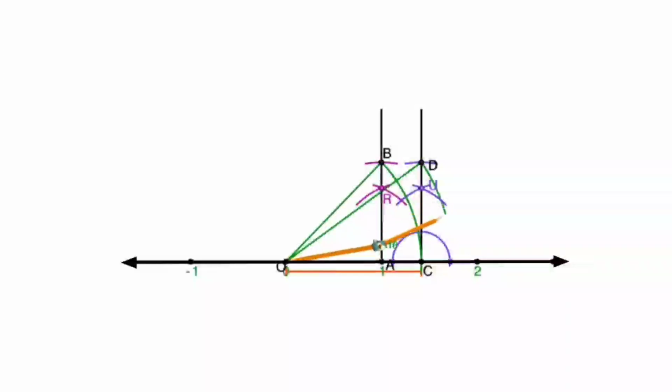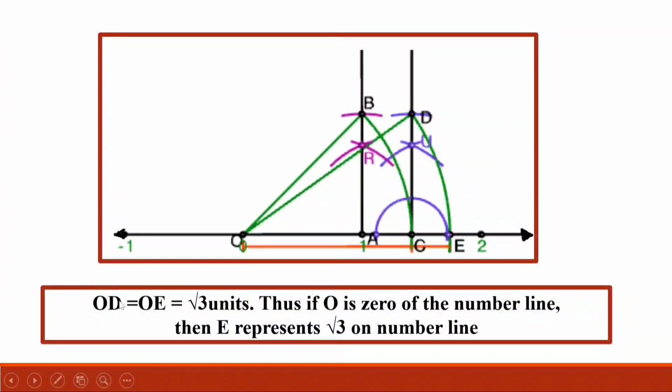Then with OD as radius and center as O, if I make an arc, wherever this arc intersects the number line, I'll mark that point as point E, and then E will be representing what? Root 3, and OE distance will be equal to root 3. Same way we'll write the answer: OD is equal to OE is equal to root 3 units. And thus if O is the 0 of the number line, then E will be representing root 3 on the number line. So I hope both the methods are clear to you.